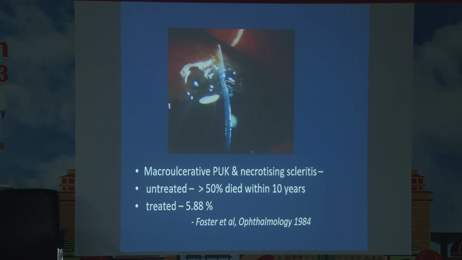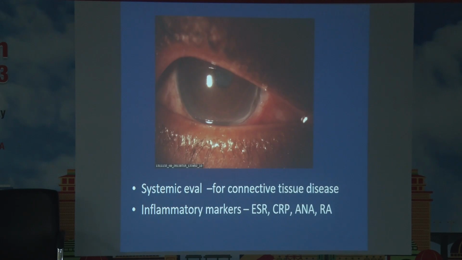It's your responsibility to pick up the case and actually treat the disease process. So as an ophthalmologist, it's our responsibility to pick up that case. And if it is treated, more than 90% of them can easily be saved. So whenever you encounter a PUK, you have to do a systemic evaluation for connective tissue disorders. At least the basic collagen workup you should do.